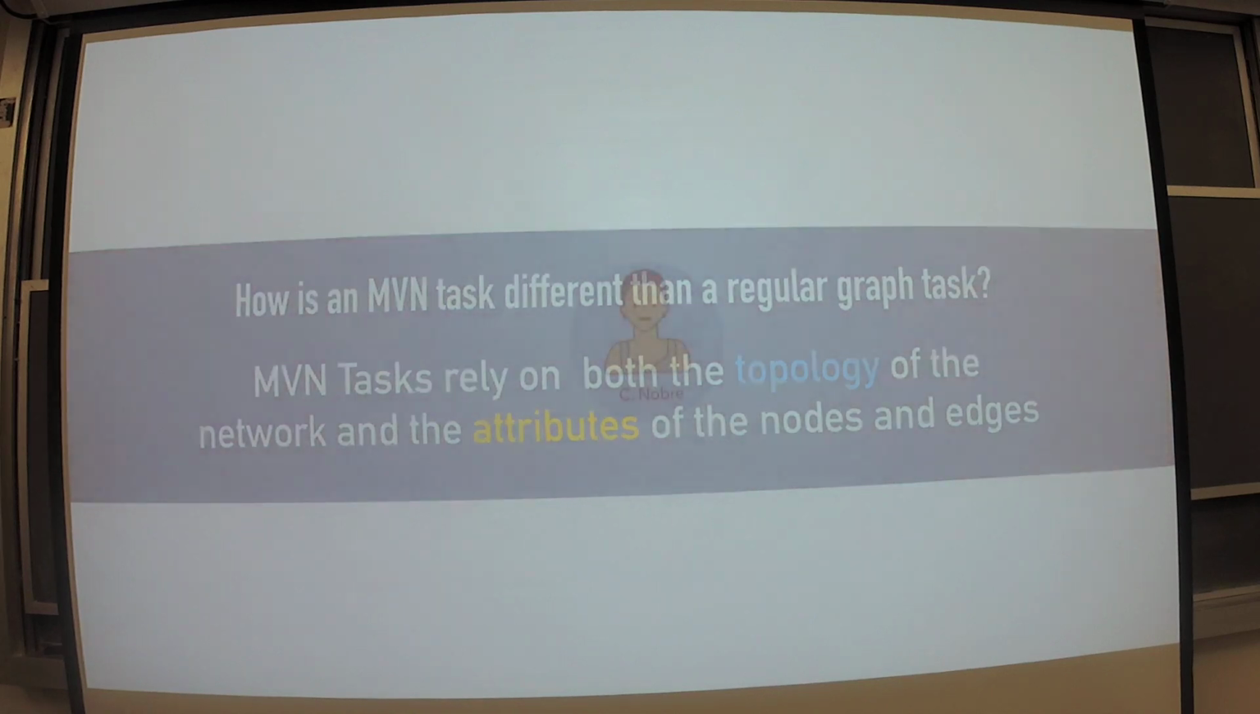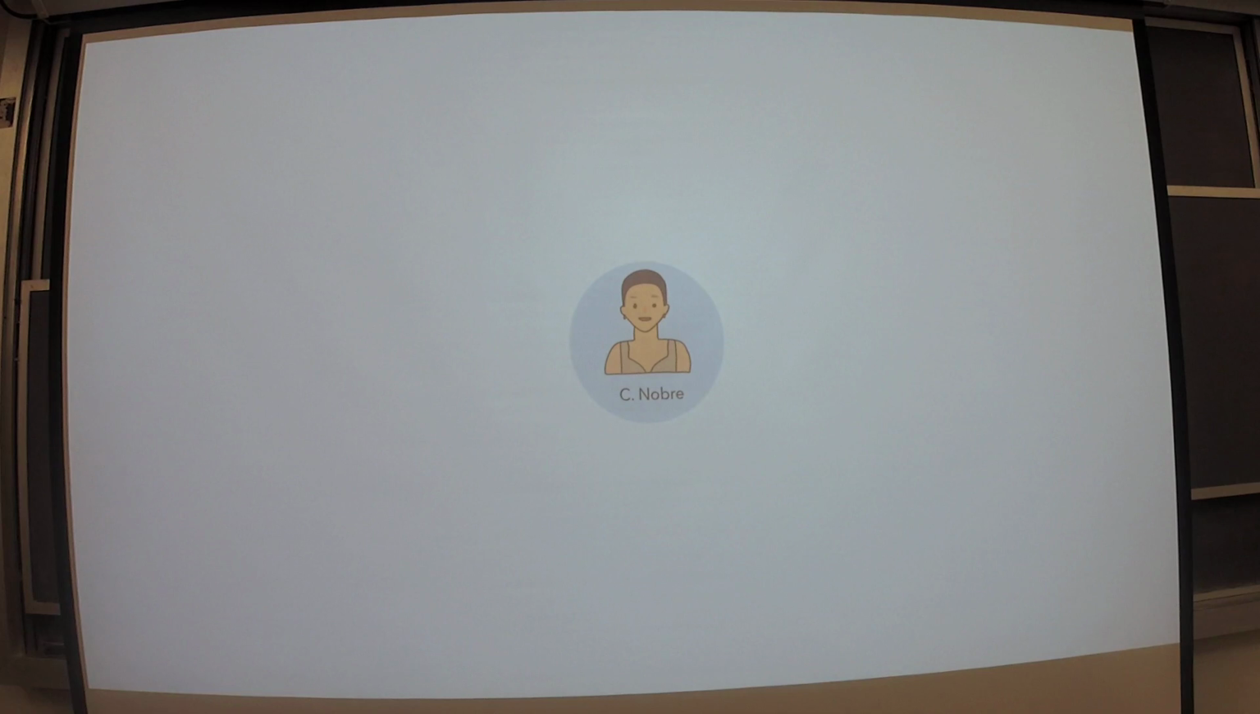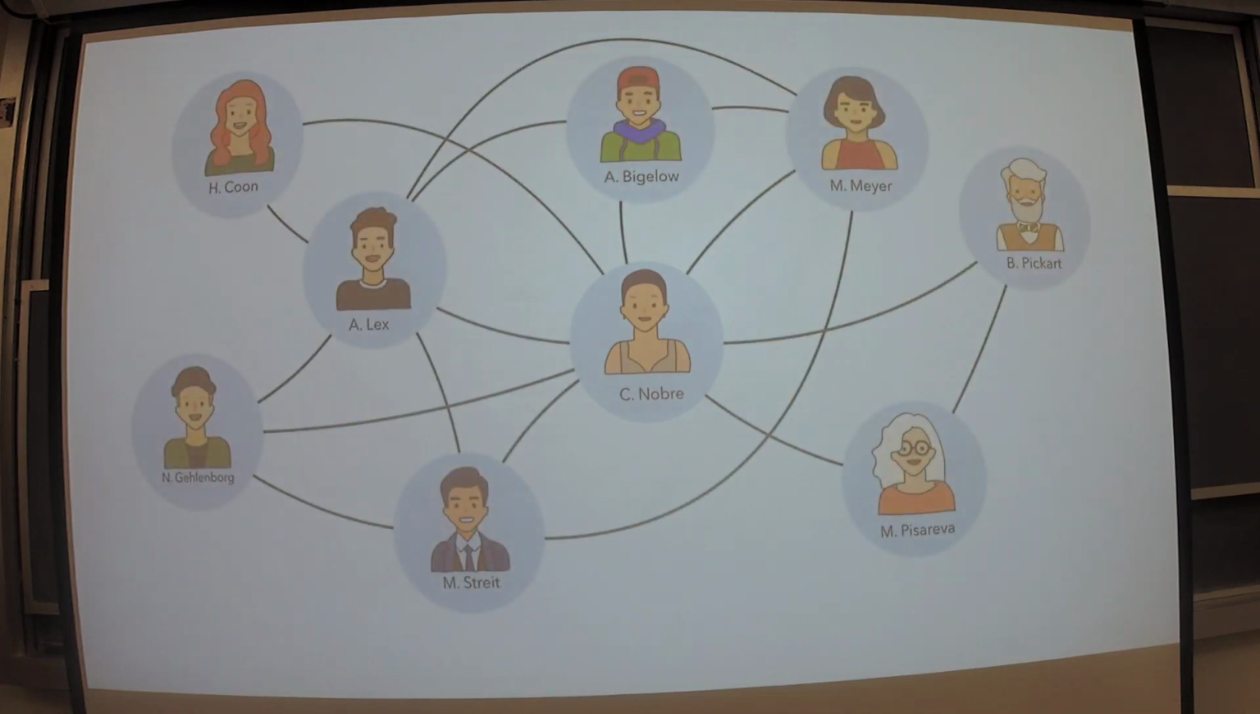So I'm going to give you 3 quick examples to show you what are MVN tasks. This is me. And these are all the people that I have published with as of this past summer. Now, for those of you who don't know me, I used to be an Arctic oceanographer before coming to the field of CS. And so maybe looking at this network, I might want to know who have I published with from my previous life in oceanography.